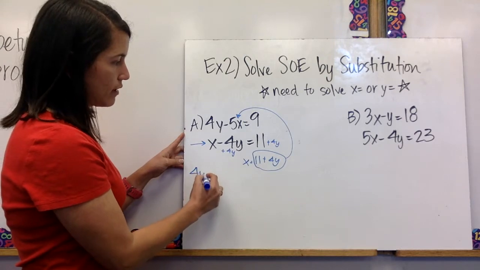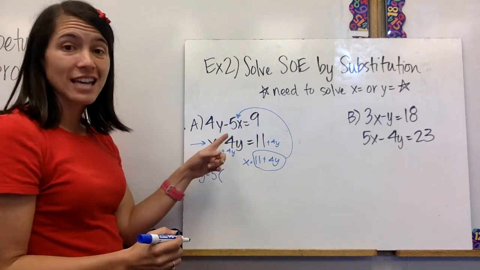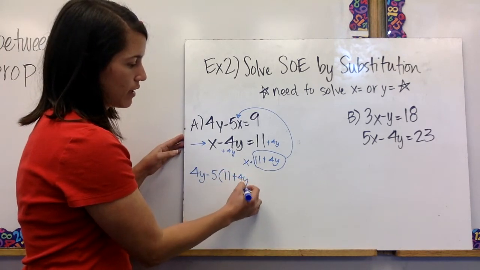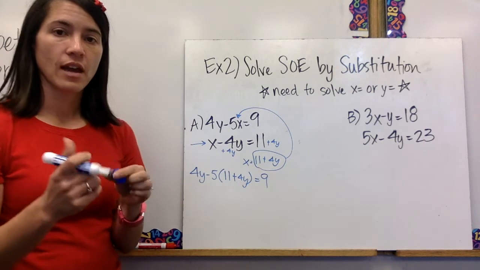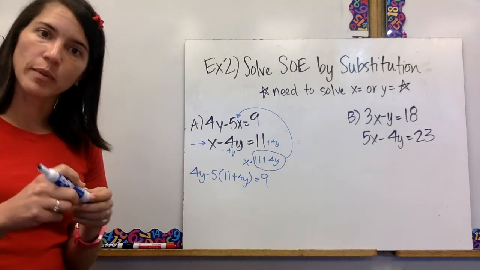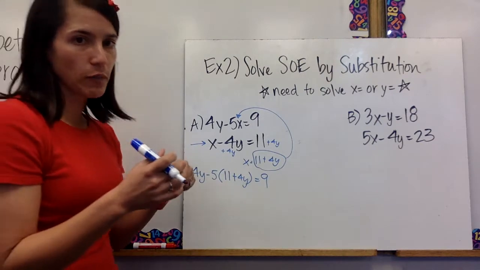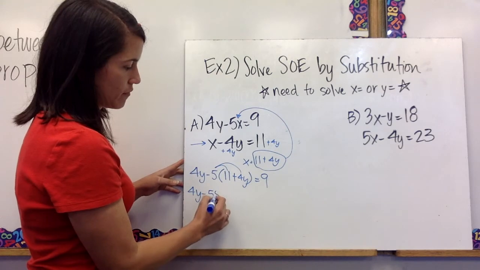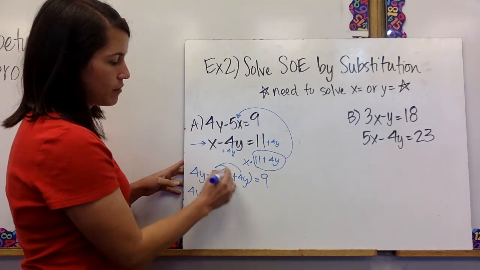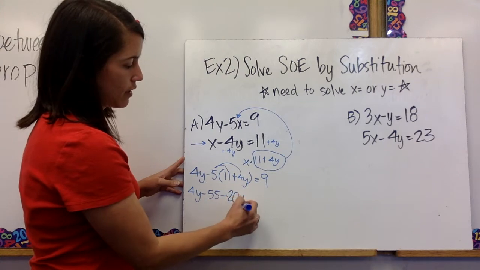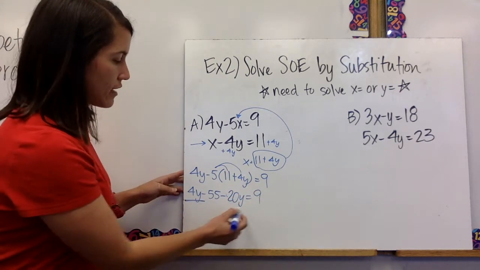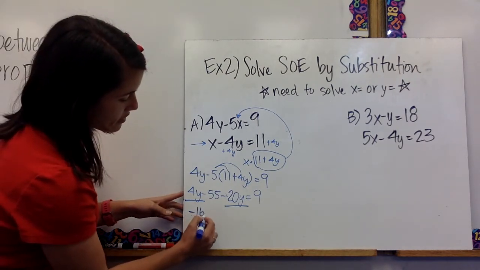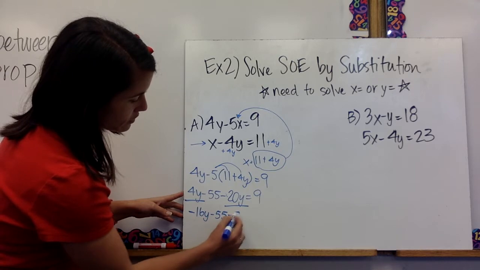So 4y minus 5. Now because I have a coefficient of 5, I'm going to use parentheses. 11 plus 4y equals 9. You need to distribute. Now you remember we did multi-step equations with distributive property and combining like terms. So we need to distribute. Negative 55, negative 20y equals 9. I can combine like terms, and that is negative 16y minus 55 equals 9.